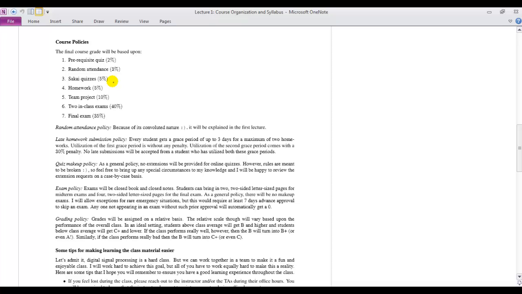There will be a final term project, which will be team-based. It will be 10%. I'll follow the same principle that I followed last year, which is to finalize the details about a month before the semester is about to end, and you'll form teams of 3 to 5 people and then submit it at the end of the semester. There will be 2 in-class exams, 40%, and a final exam, 35%.